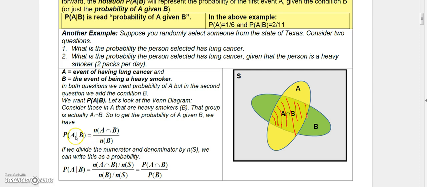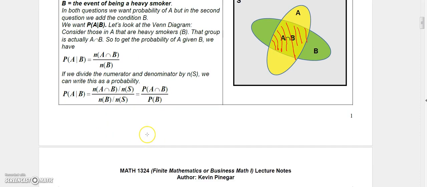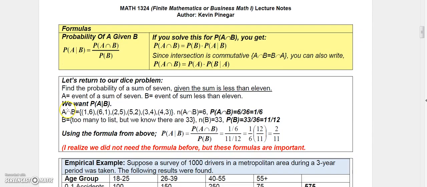Another way to write this: if I divide the top by the number in the sample space, that changes it to a probability, the probability of A intersect B. And if I divide the top by the number in the sample space, I have to divide the bottom by the number in the sample space, and that converts it to the probability of B. So this gives me a formula: the probability of A given B is the probability of A intersect B divided by the probability of B.